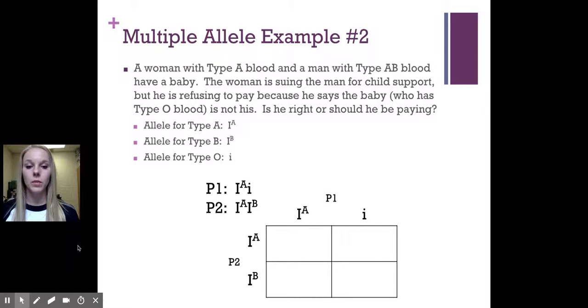So here we go, parent 1, which is the mother. We have big I A and a little i. Let's carry her alleles down. The supposed father has type AB blood. So in order to have type AB blood, you have to have both of the dominant A and B alleles. So these individuals will always have big I A, big I B. Let's carry his alleles across.